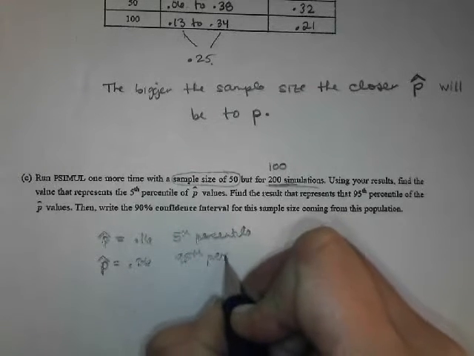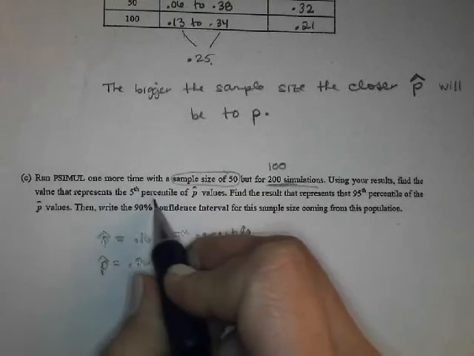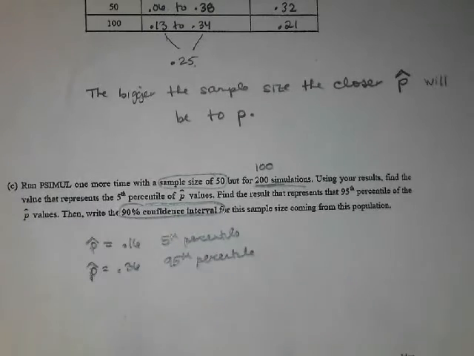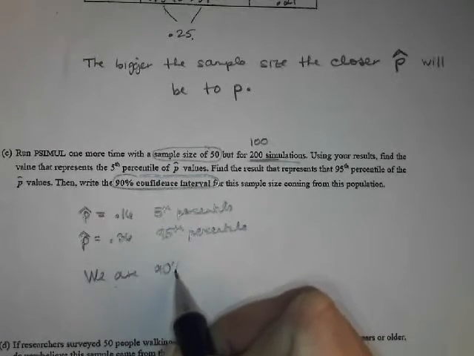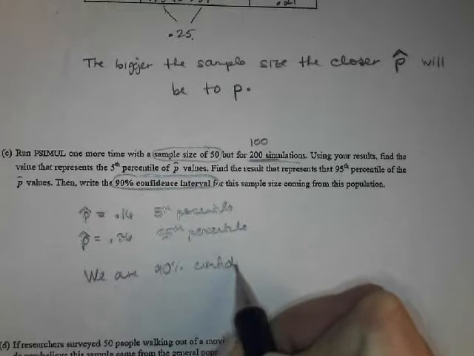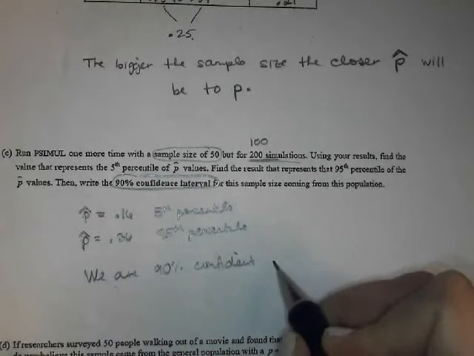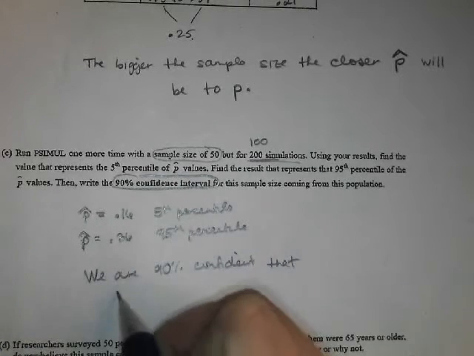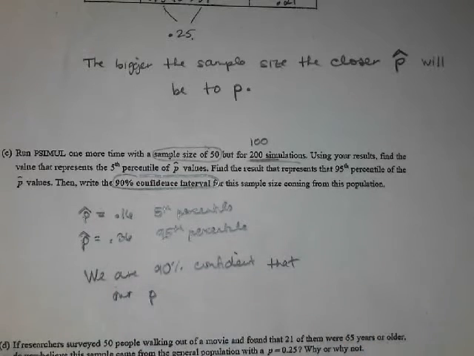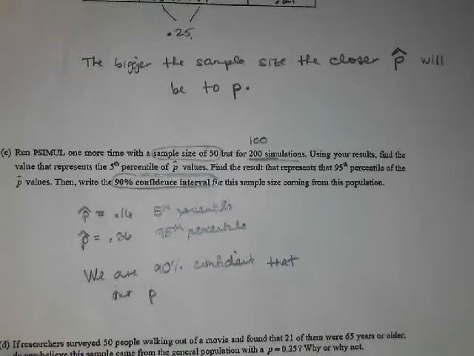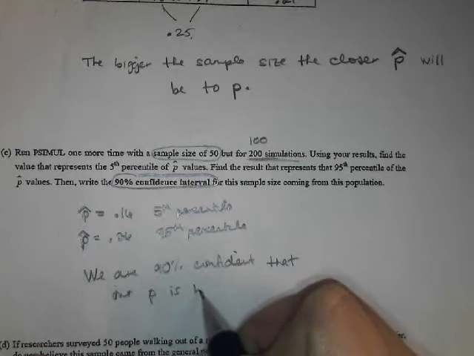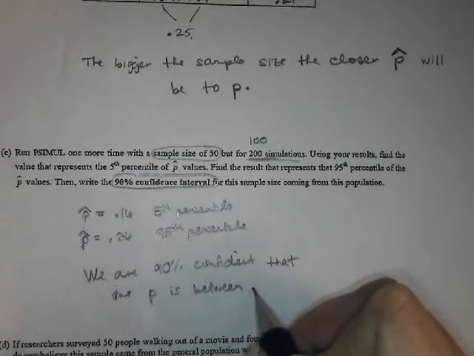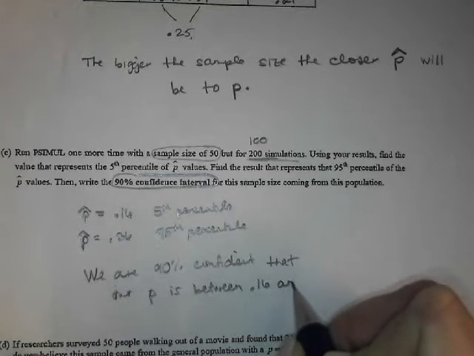And so this talks about a confidence interval. So we are 90% confident that our P, the population proportion, is between 0.16 and 0.36.